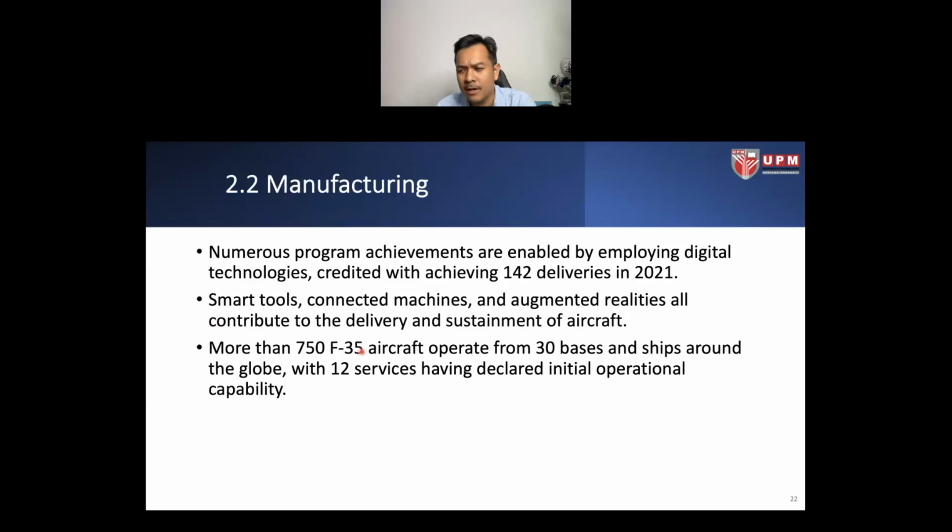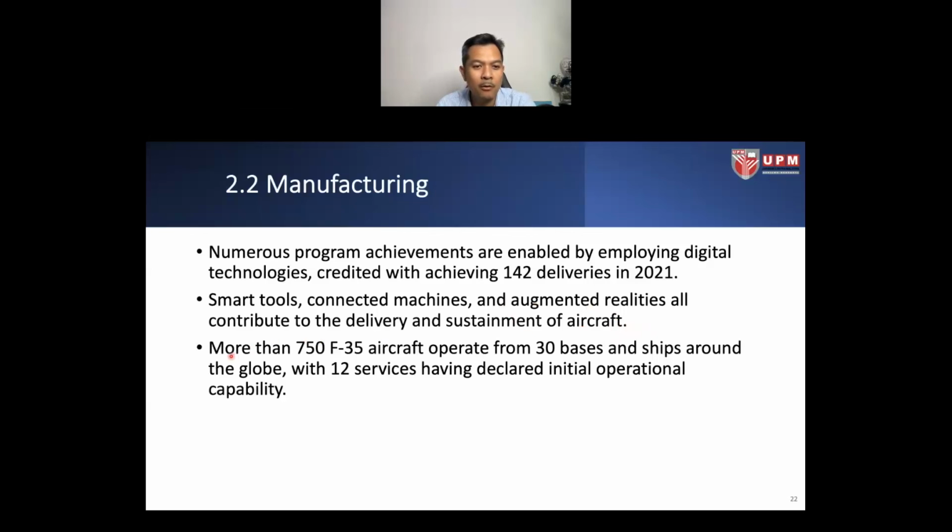So in what is it called? Watford in the UK. We were brought to the facilities to look into the way they do the manufacturing of such advanced aircraft, the F-35 and the Eurofighter Typhoon. So it's quite amazing to see the smart tools and the machines being used. They showed us the augmented realities. So I have personally been in the factory of the future.